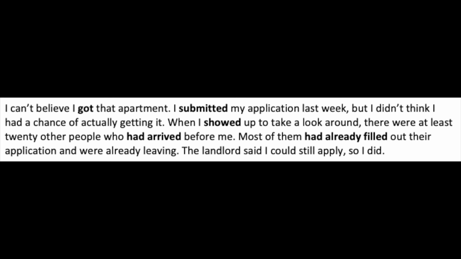The words in bold are the answers. And as you can see, we have past tense got, past tense submitted, past tense showed, past perfect tense had arrived, past perfect tense had already filled.